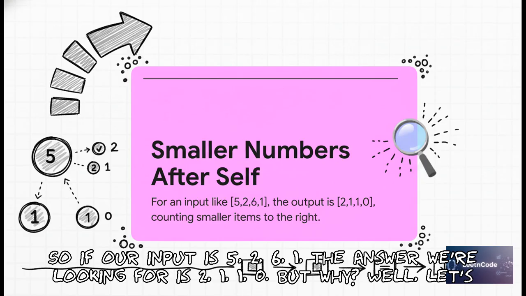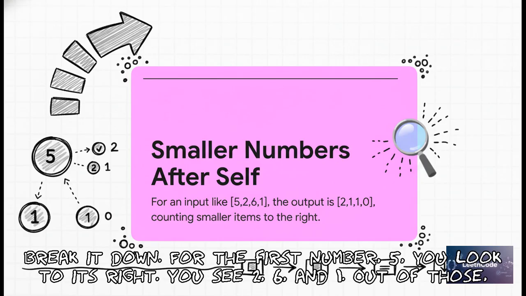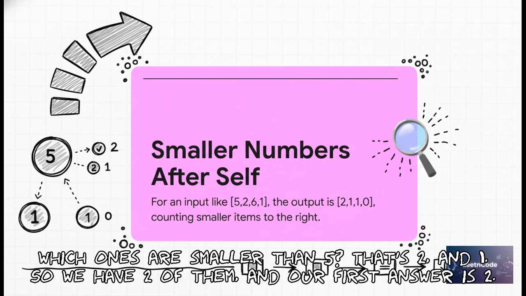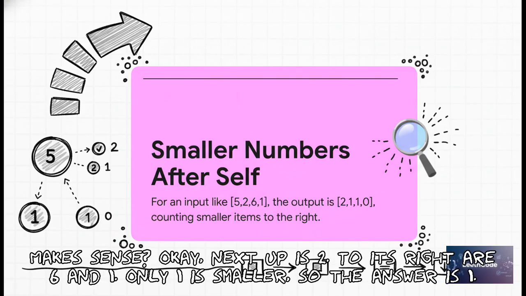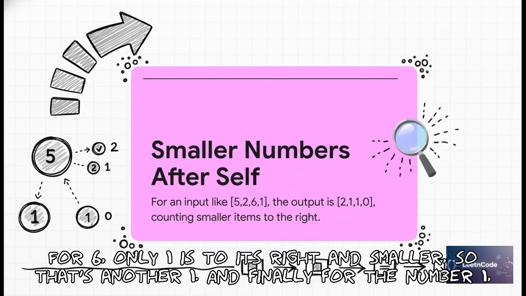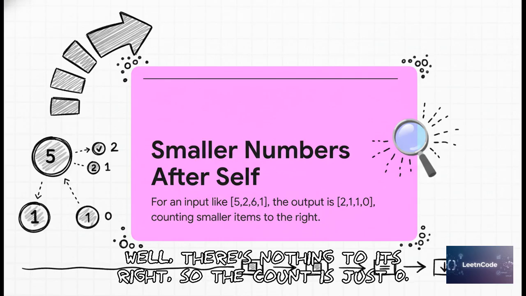But why? Well, let's break it down. For the first number, 5, you look to its right. You see 2, 6, and 1. Out of those, which ones are smaller than 5? That's 2 and 1. So we have 2 of them, and our first answer is 2. Make sense? Okay, next up is 2. To its right are 6 and 1. Only 1 is smaller, so the answer is 1. For 6, only 1 is to its right and smaller, so that's another 1. And finally, for the number 1, there's nothing to its right, so the count is just 0.